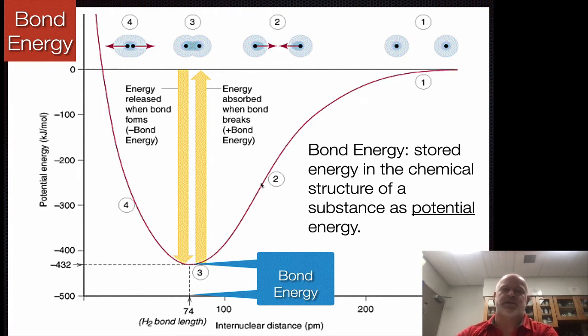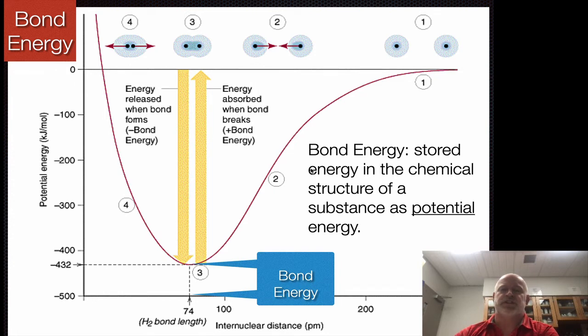Imagine dropping a marble in here. It's going to go back and forth until it stabilizes at the bottom of the trough, where it's most stable. That point is called the bond energy. And that bond energy is represented as a negative value because we set the original to 0. So there's actually a loss of energy to form those bonds.